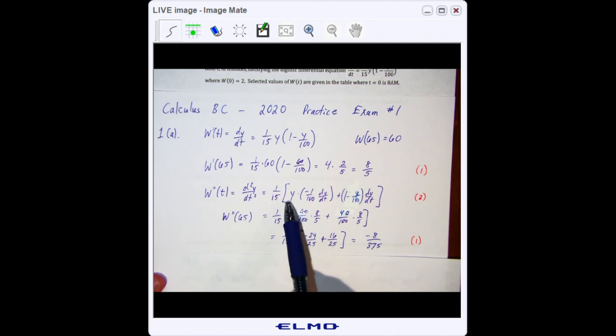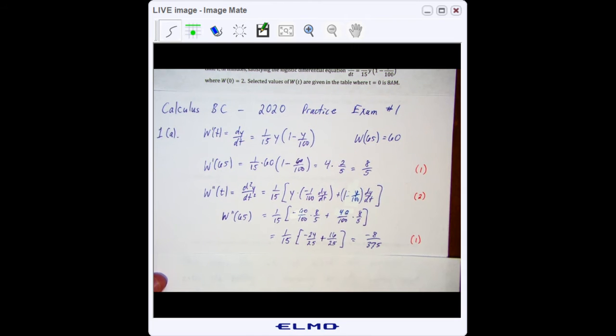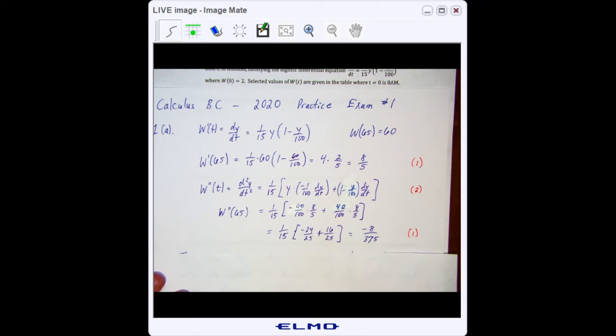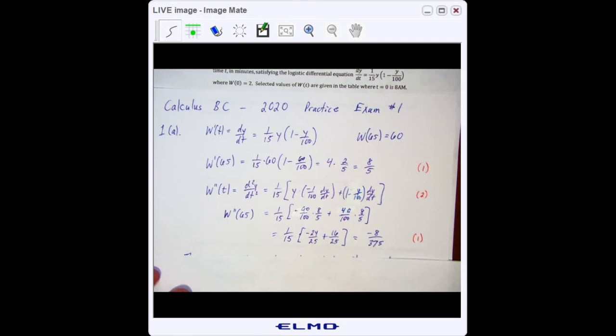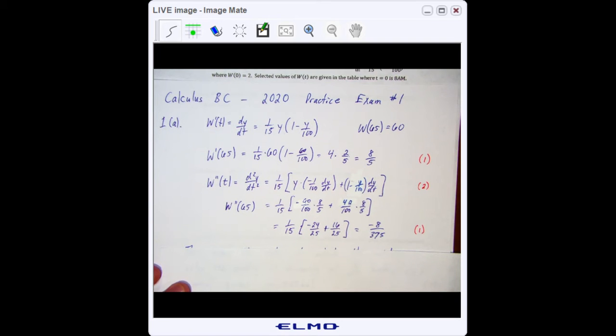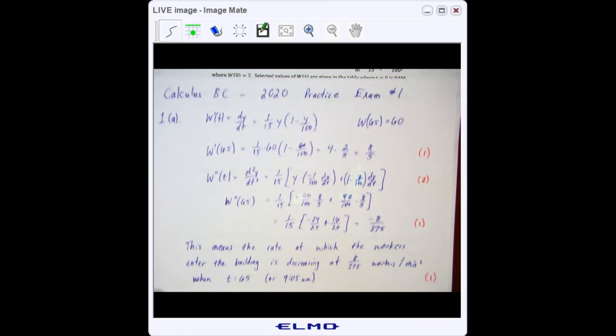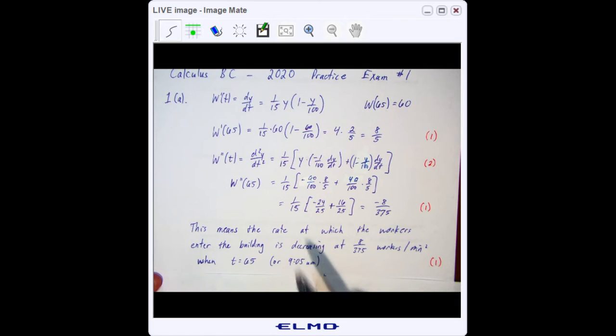Once again, plug in 60 for y, plug in 8/5 for dy dt, and simplify that, and you get -8 over 375. And remember, you will have access to a calculator on your AP exam, so you can do all that in the calculator if you wish. So what does that mean? Well, remember, it's a second derivative.